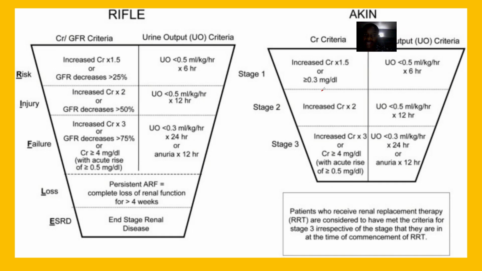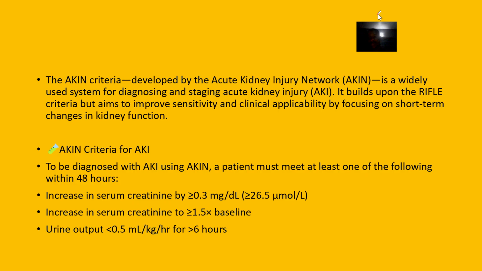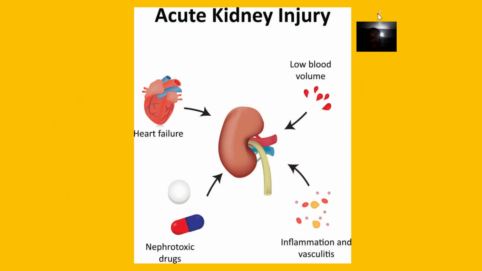So for the AKIN criteria, you could actually see that the AKIN criteria is kind of like a modification of the RIFLE criteria. It has fewer things, it's less crowded, but actually gives you the right information. Do you understand? So let's look at the AKIN criteria.